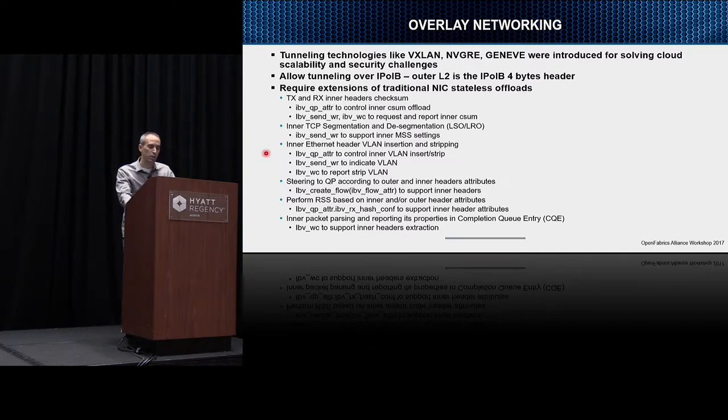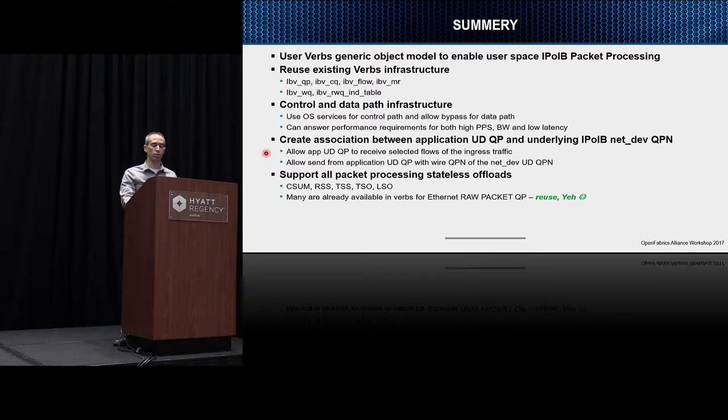And now to the summary. So we see user verbs as a generic object model that can also support user space IP over IB packet processing as it does today for Ethernet. We are using many of the verbs infrastructure, the well-known objects like QP, CQ, Flow, and MR, and also the new objects that are already upstream, like a work queue and a work queue indirection table.